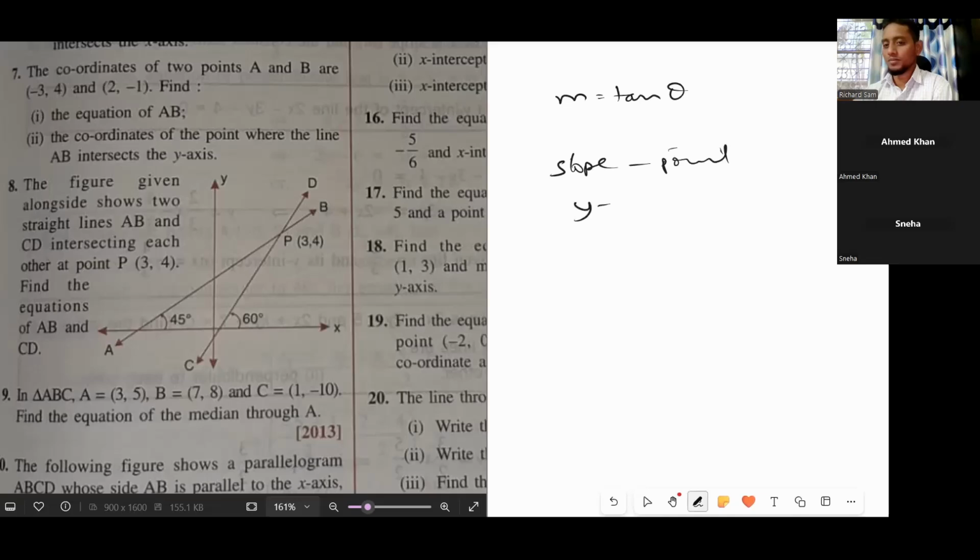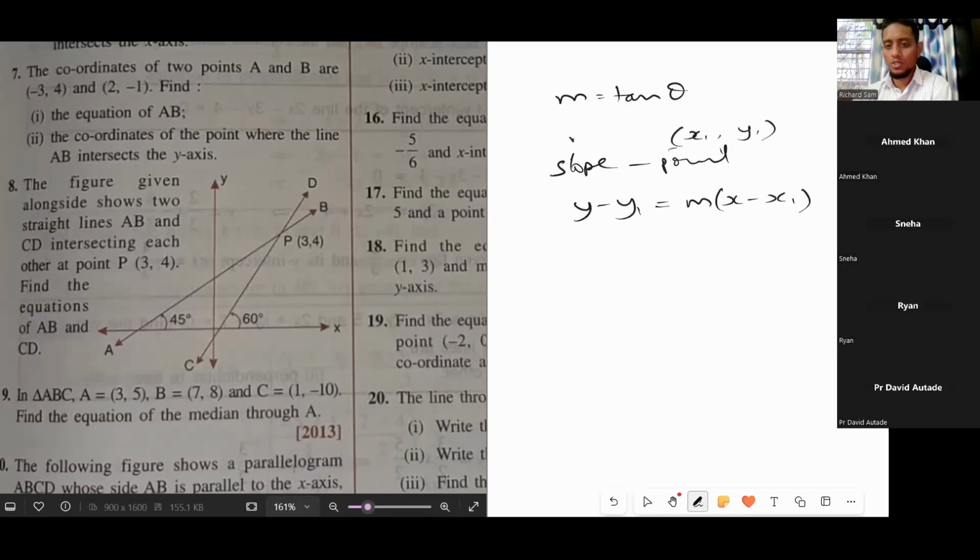y minus y1 equal to m times x minus x1. This is the formula. The point is represented as x1 comma y1 and the slope is represented as m. So you will substitute the values of m and the point in this formula and you will get the equation of the line. Like that you can get both the equations of the lines. Any other doubt?